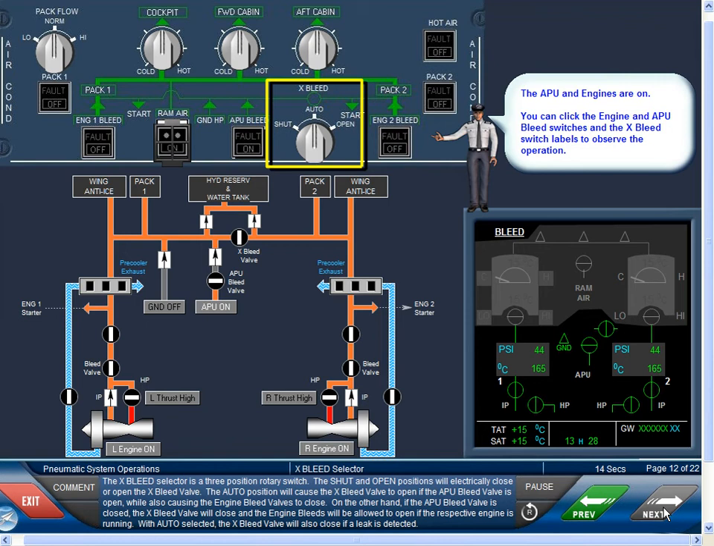On the other hand, if the APU bleed valve is closed, the cross bleed valve will close and the engine bleeds will be allowed to open if the respective engine is running. With auto selected, the cross bleed valve will also close if a leak is detected.